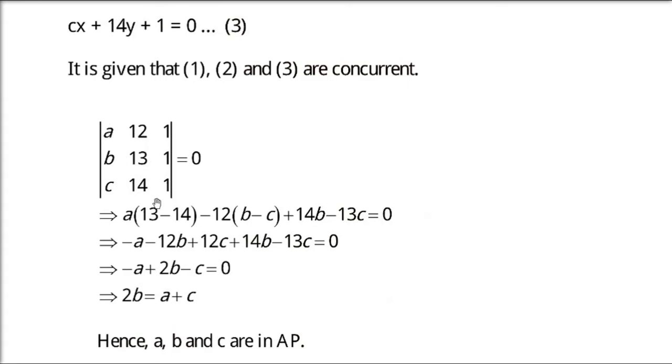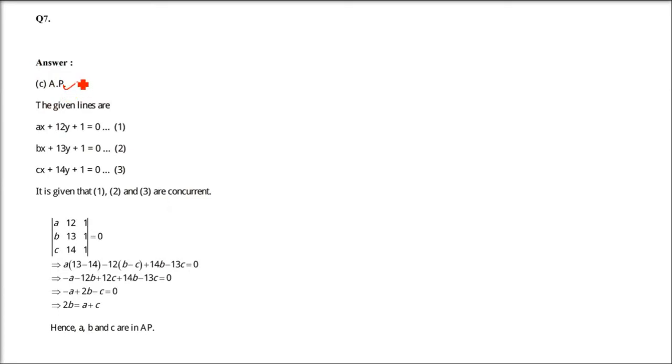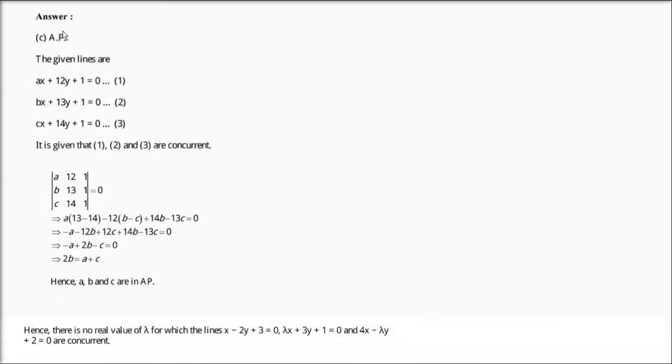You know the determinant. I hope that you know how to find the value of the determinant. Or you can take 2 rows and subtract those so that you get 2 zeros, and finally, if you rearrange, you'll get 2b equals a plus c, and this 2b equals a plus c is the condition for AP. If A, B, C are in AP, 2b equals a plus c. So AP is the answer for this question. You have to take C.